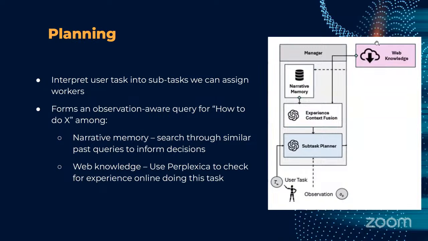It also has some amount of using Perplexica to search the web for related knowledge of how to do tasks. It combines these into a prompt edition, which is sent to the subtask planner along with our observations and user tasks in some fashion. And this generates our subtasks.